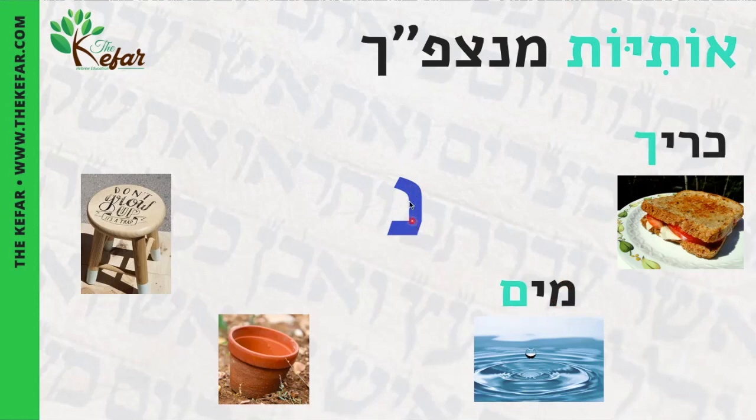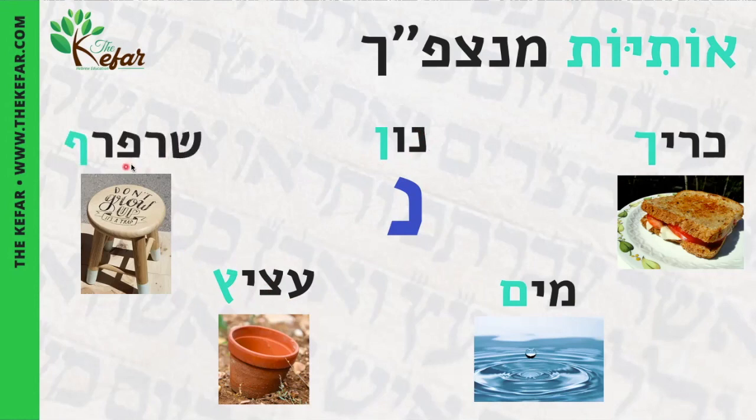And then we have the letter nun, and you can hear the same beginning and end sounds, but we write the initial nun differently than our final nun, our nun sofit. Our flower pot is an atzitz, and here we see a tzadi in the middle of the word, regular tzadi, but our final tzadi is written with the tzadi sofit. And then our stool is shrafraf, and here we have a fe in the middle of a word, it's just a regular fe, and then our final form, shrafraf. Okay, same sound, but it's written differently.